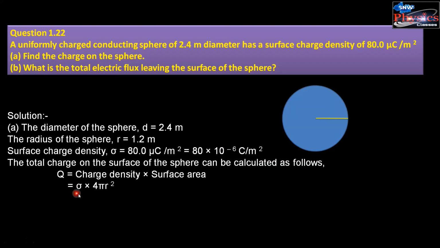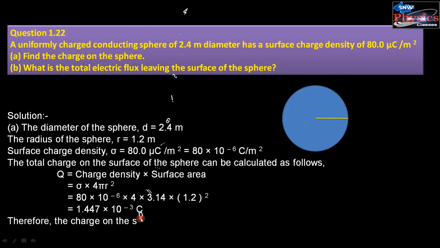ठीक है, charge density is represented by sigma, into 4 pi r square, the surface area of a sphere. It is given that surface charge density is 80 into 10 to the power minus 6. ठीक है, 4 into pi की value हमने यहाँ पे put किए 3.14, into r square, that is the radius of the sphere, 1.2 square. On calculating this, we will get 1.447 into 10 to the power minus 3 coulomb. Therefore, the charge on the sphere is 1.447 into 10 to the power minus 3 coulomb. This is the answer to this question.